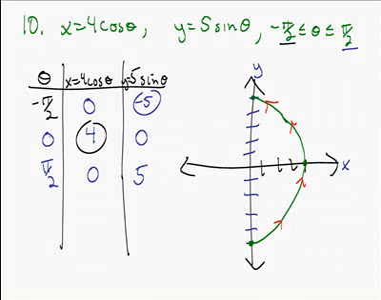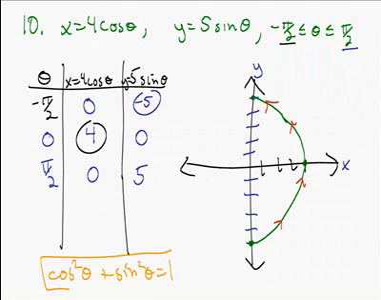Now, in order to eliminate the parameter here, you can see we don't have y as a function of x. We don't pass the vertical line test. But what we can do is use the fact that cosine squared of theta plus sine squared of theta equals 1. This is a very important trig identity, and you'll use it a lot throughout your calculus careers. Cosine squared theta plus sine squared theta is equal to 1.